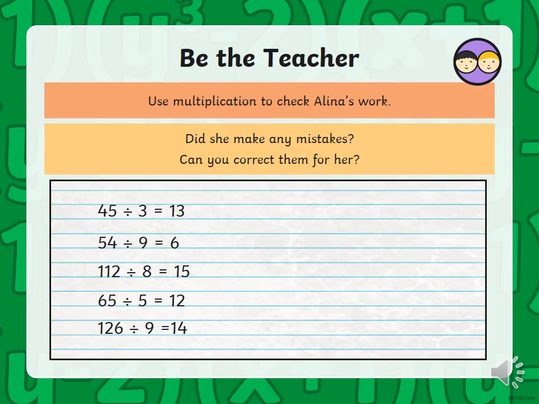So what I want you to do now is be the teacher. Use multiplication to check Alina's work. Did she make any mistakes? Can you correct them for her? So I want you to have a look at these multiplication sums that Alina has written, and I want you to double check whether she has them correct or if she has made any mistakes. If she has made any mistakes, can you please correct those mistakes for her? Okay, so pause the video for around a minute or so and correct all the mistakes that she has made. Tick any ones she has done correctly. Okay, so here are the answers. She made the following mistakes.